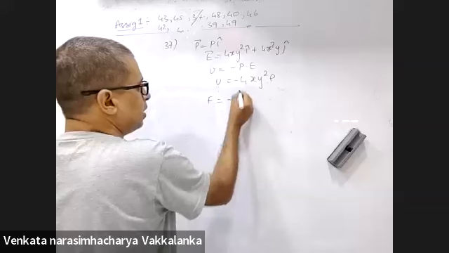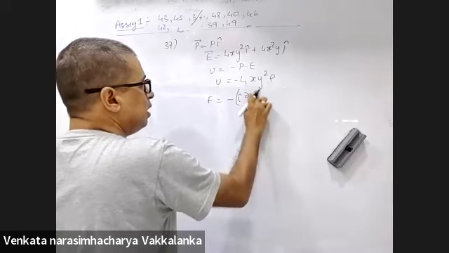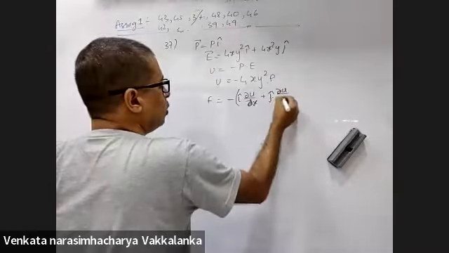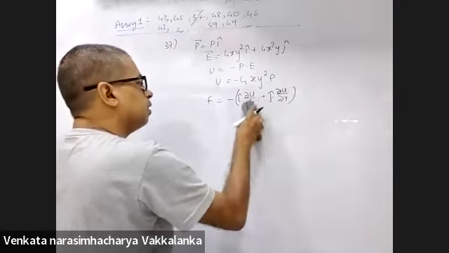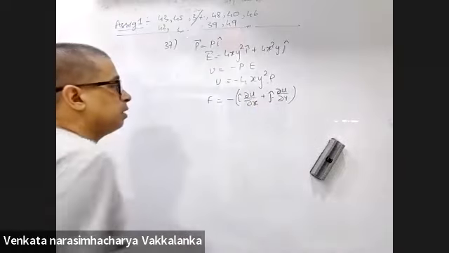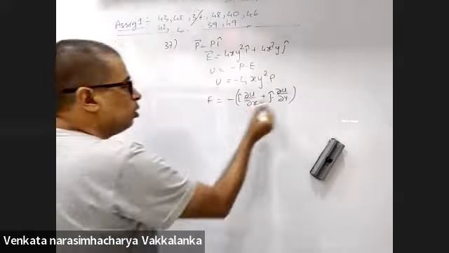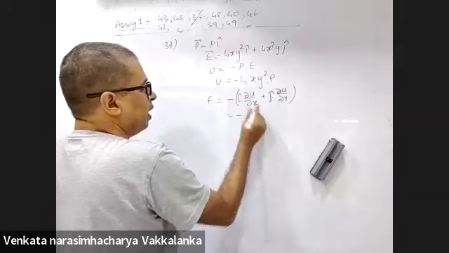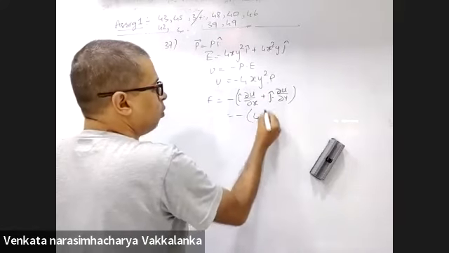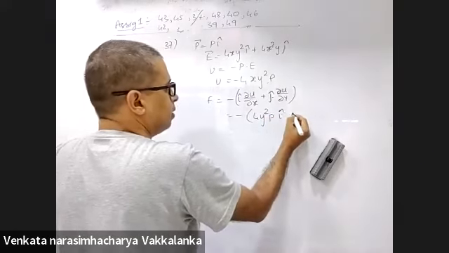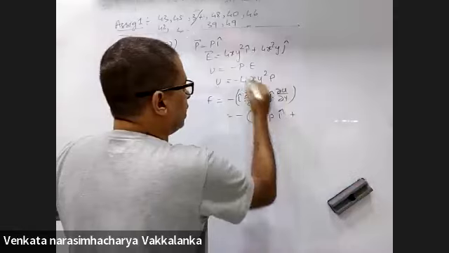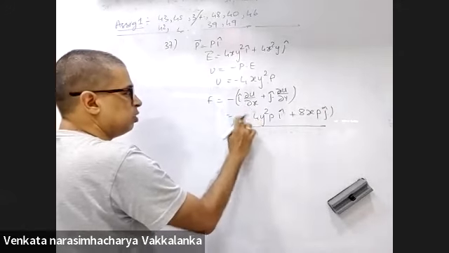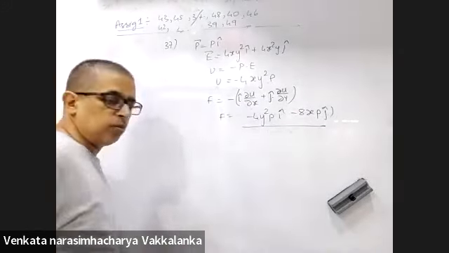F is equal to minus of I cap del U by del X plus J cap del U by del Y, right? Differentiate this with respect to x: 4y square p I cap, plus differentiate with respect to y, it will become 8x p j cap, with the negative sign. Remove this, this becomes negative, this becomes negative, this should be the force on it.